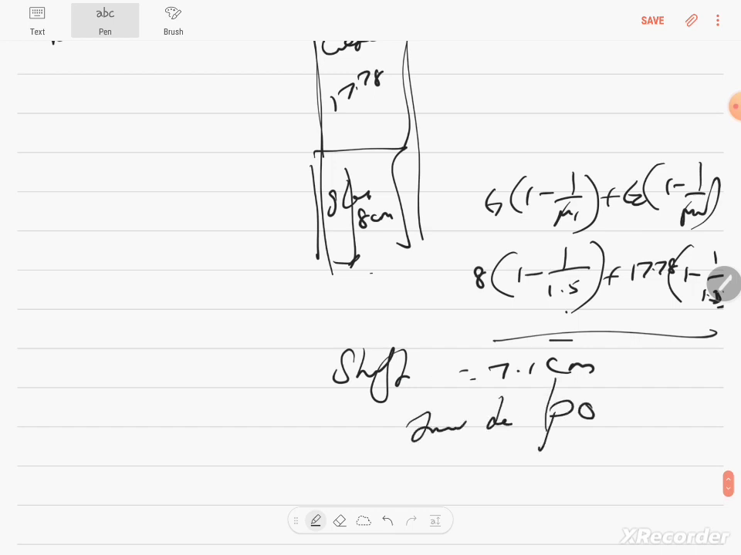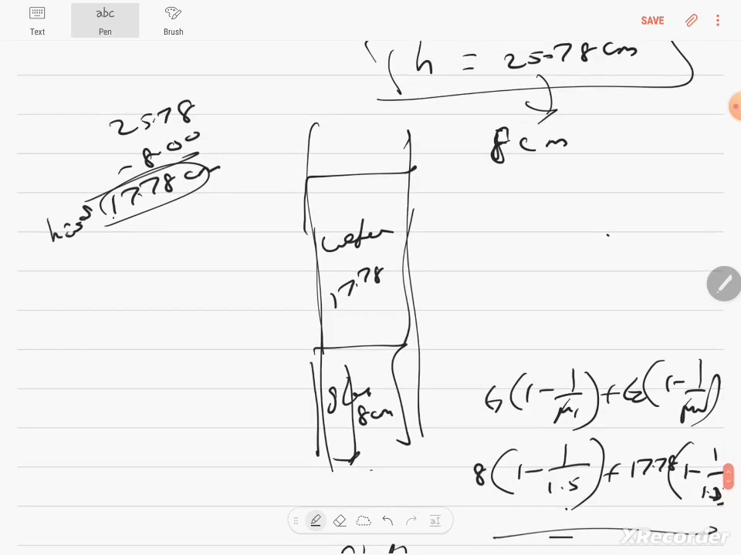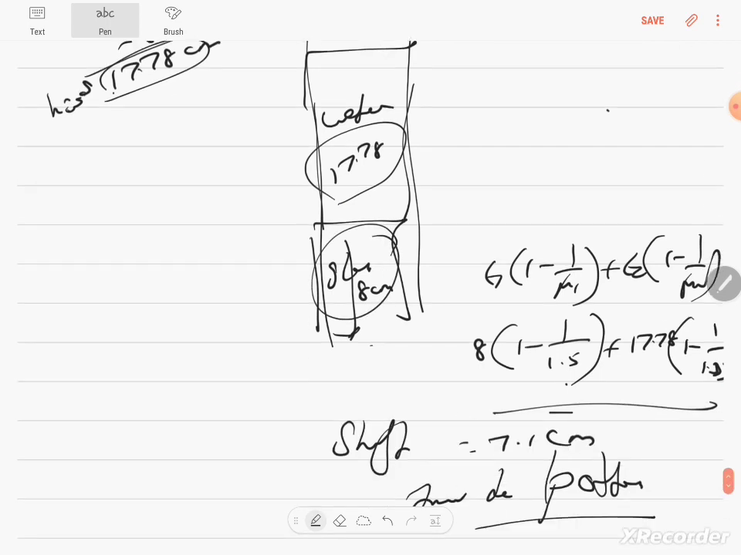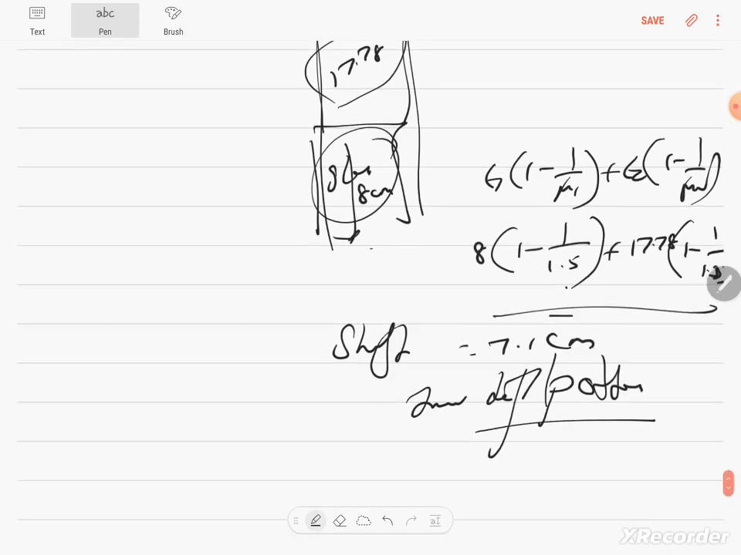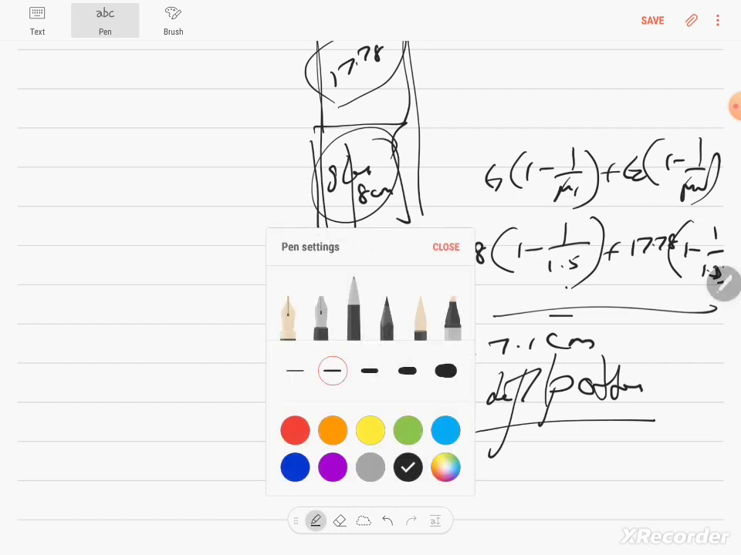But that will not be, as I told you before, the apparent depth. The question doesn't talk about apparent depth. They are only asking what is the shift from the bottom. But if they ask you for apparent depth, you have to subtract this shift from the total depth; the total depth minus the shift will give you the apparent depth. They are not asking for the apparent depth. They are only asking for how much is shifted from the bottom. Are you clear? Beautiful.